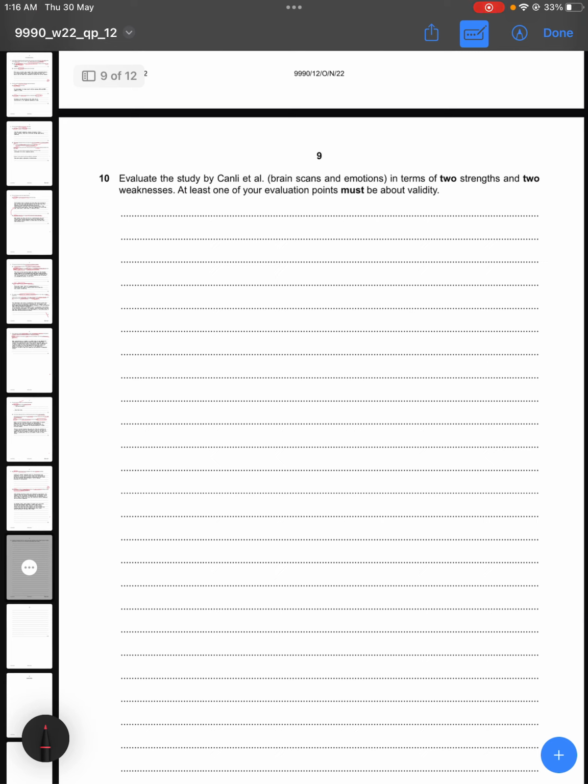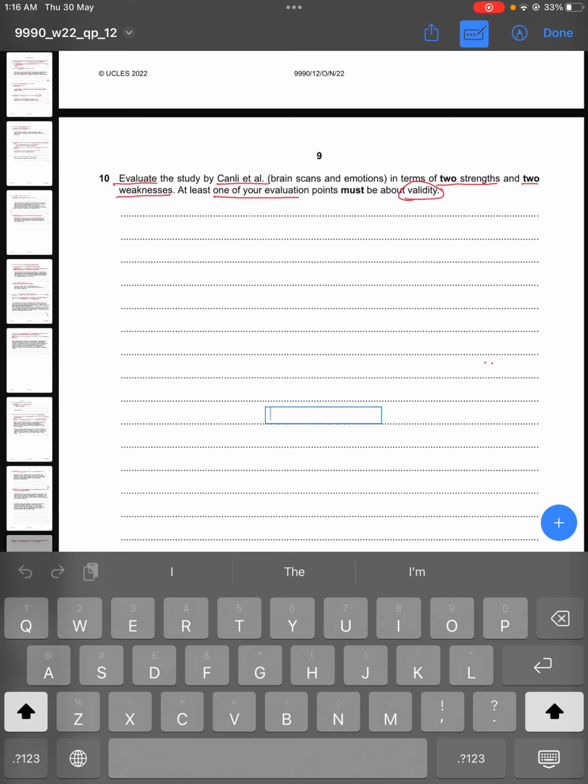Now question number 10 says, evaluate the study by Canli, brain scans and emotions, in terms of 2 strengths and 2 weaknesses, and at least one of your evaluation points must be about validity. So you can talk about validity in either of the cases. You can use it as a strength or as a weakness. You need to refer to the study by Canli.